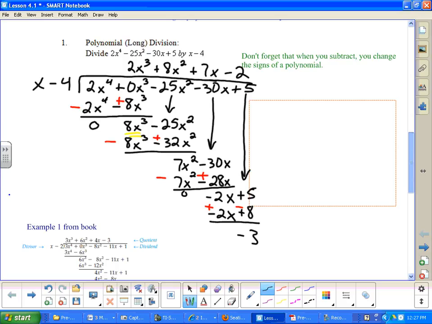So what do I do with that remainder then? Okay. All right, we put it over x minus 4. So I will say then minus 3 over x minus 4. So my answer for this problem would be 2x cubed plus 8x squared plus 7x minus 2 minus 3 over x minus 4.